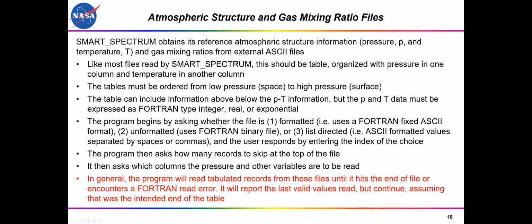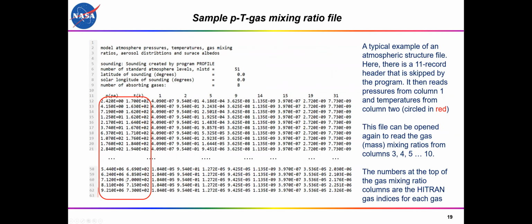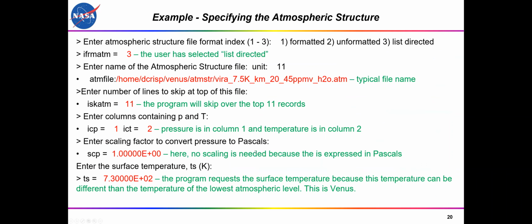Once again, it assumes you've got tabulated records. It's just going to read until it runs out of stuff, so it's going to read through this file until it gets down to the bottom and gets an end of file. Then it's going to report back to you the minimum and maximum pressures, which were 2.42 to 9.2 times 10 to the 6 pascals. At that point, if you don't like it, you can kill the program. It read something wrong in your input file.